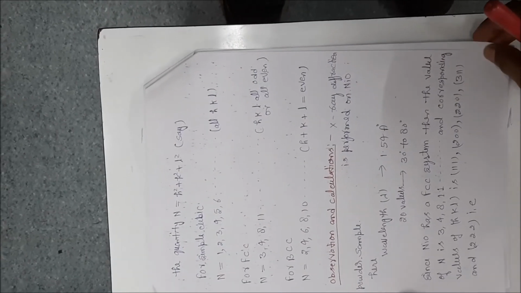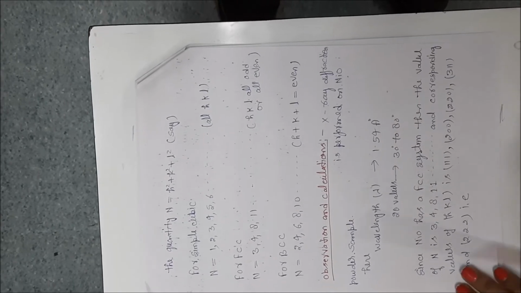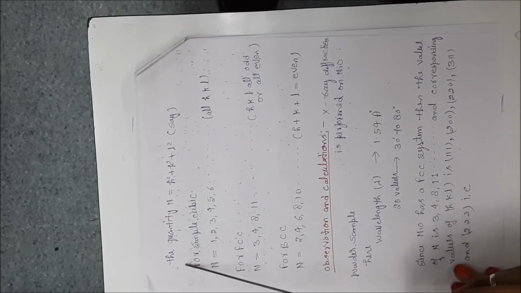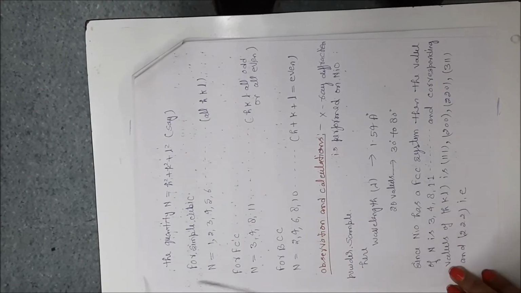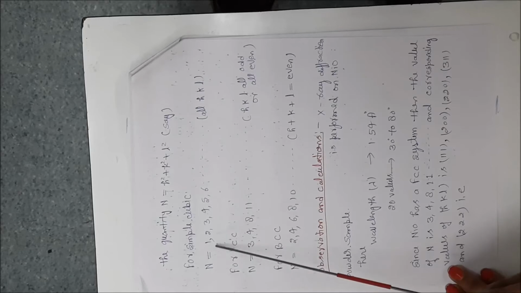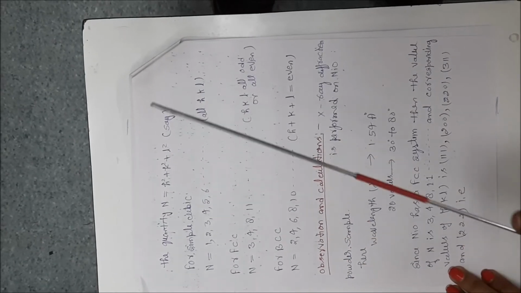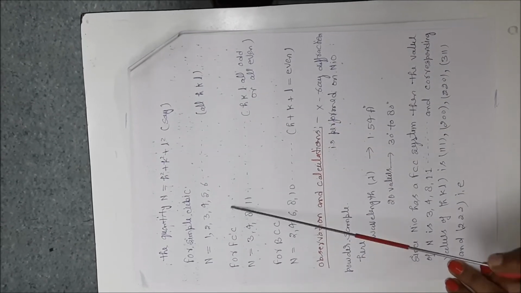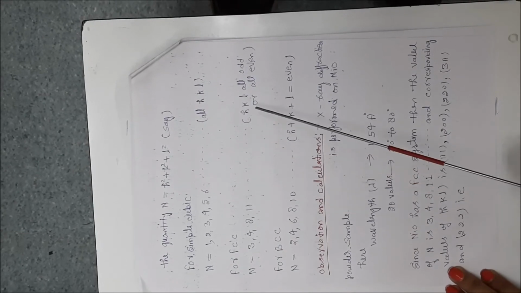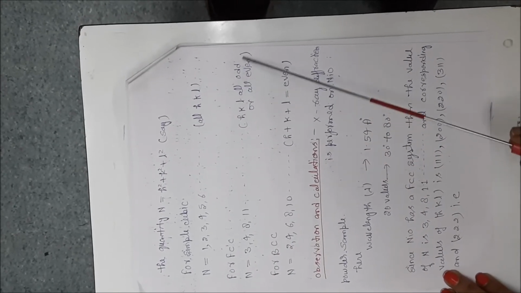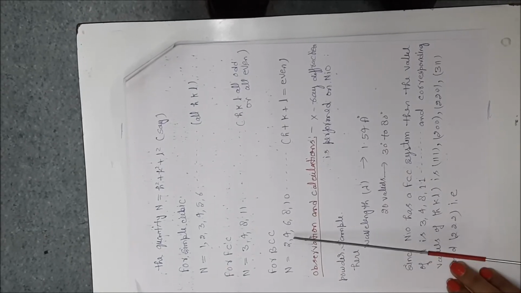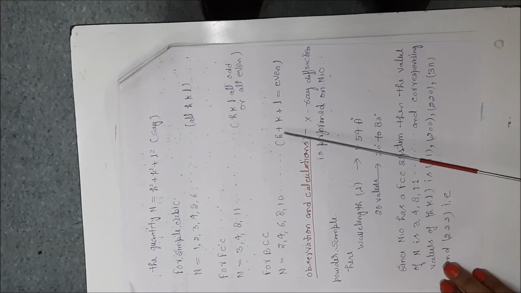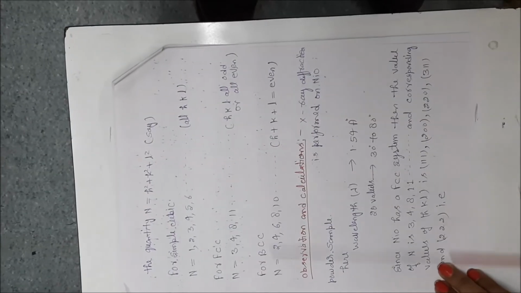The quantity n is equal to h square plus k square plus l square, say. Then from solid state physics we know that for simple cubic the value of n is 1, 2, 3, 4, 5, 6, 8, for all hkl values. For FCC, n is 3, 4, 8, 11, etc., with hkl all odd or all even. For BCC, the value of n is 2, 4, 6, 8, 10, with h plus k plus l even.